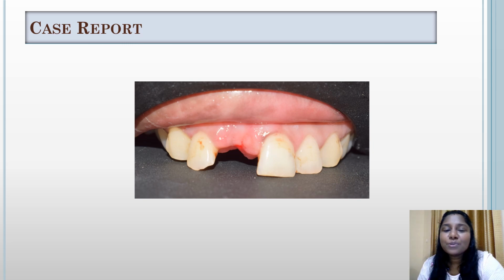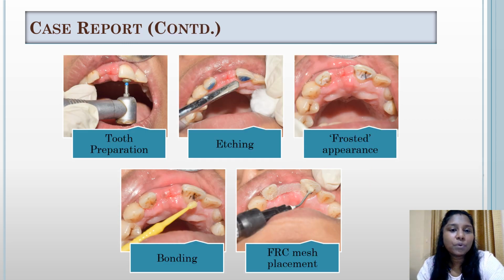So now I want to share with you all a case report that I did. This was a 22-year-old female patient. She had just undergone extraction of her 1-1, and she reported to me after 10 days, seeking immediate fixed prostheses. So what we did for her was the following steps.